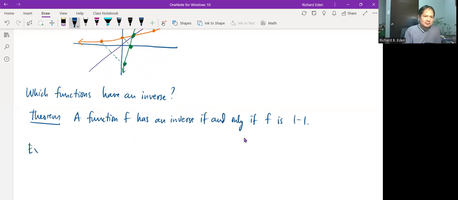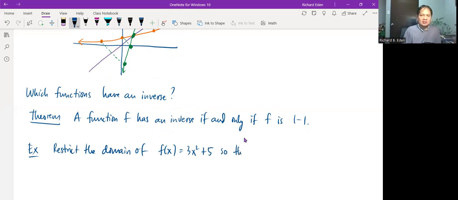So, example. Restrict the domain of the function f of x equal to 3x squared plus 5 so that it would have an inverse.